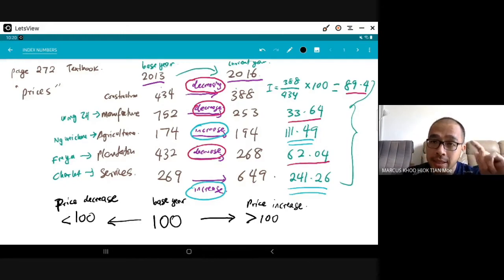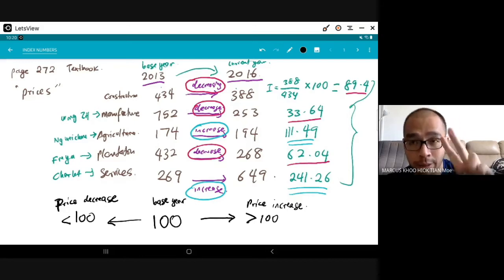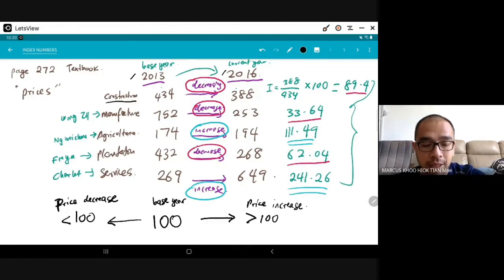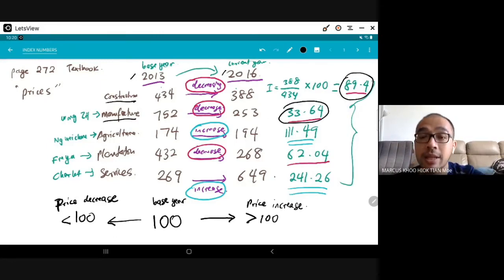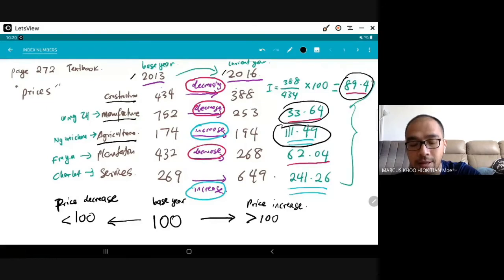The index number tells us two very important things. Number one, it tells us whether the price has increased or decreased from the base year to the current year. So our base year is 2013. Our current year is 2016. So we say that the price of construction has decreased, because the number is less than 100. The price of manufacture has decreased because the number is less than 100. The price of agriculture has increased because the number is more than 100.